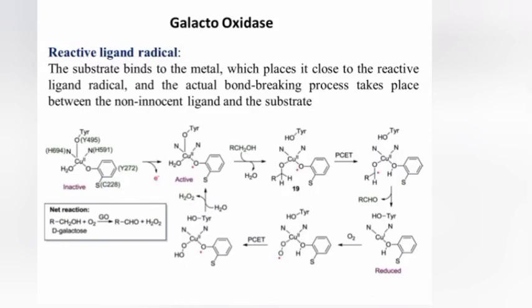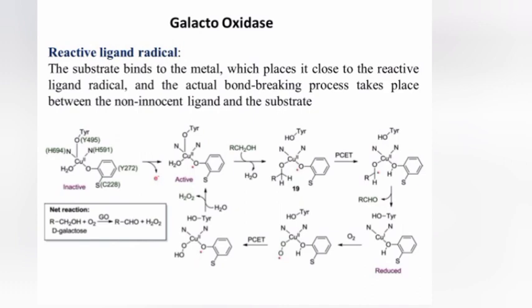Galactose oxidase is a copper-containing enzyme which helps in the oxidation of D-galactose to its aldehyde. Now let us see the mechanism. The galactose oxidase, which is in an inactive state, is converted into its active state by losing an electron.